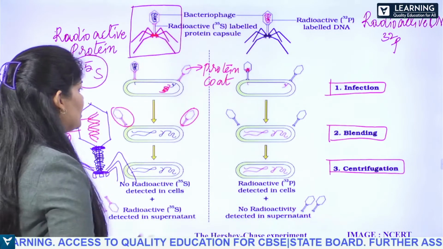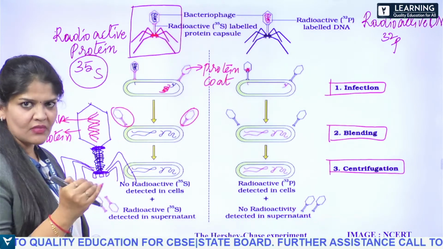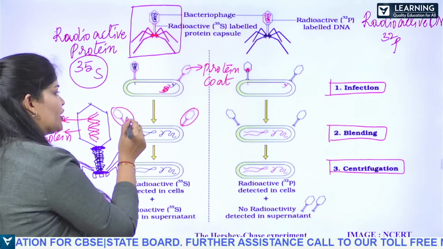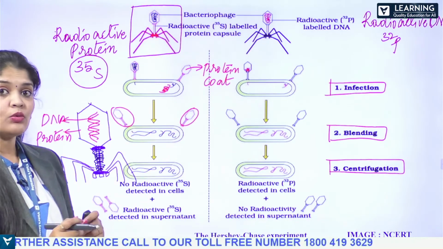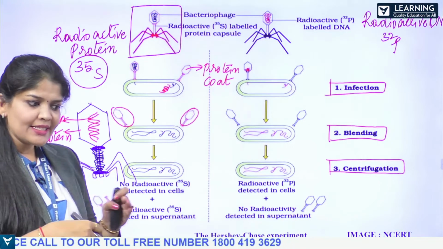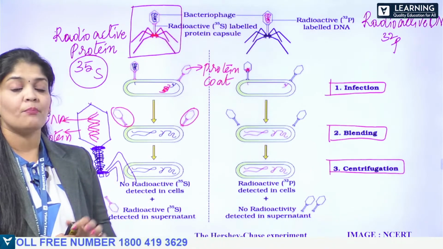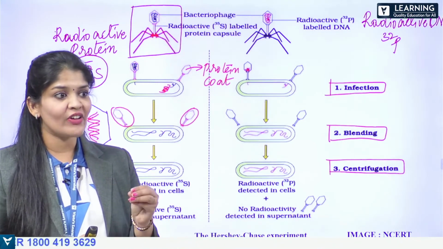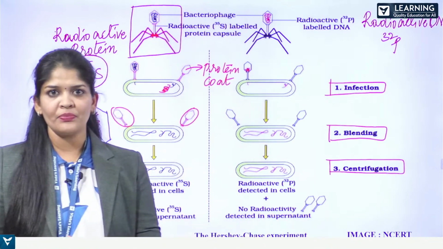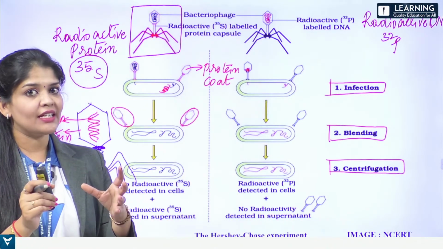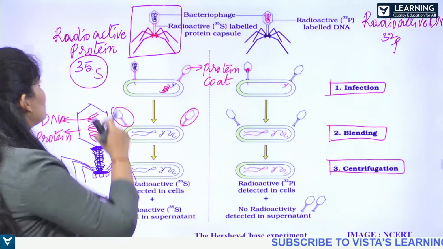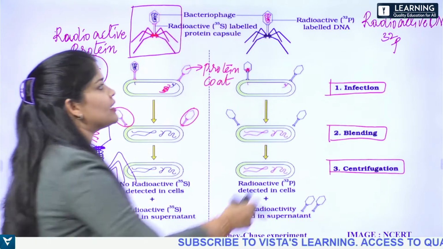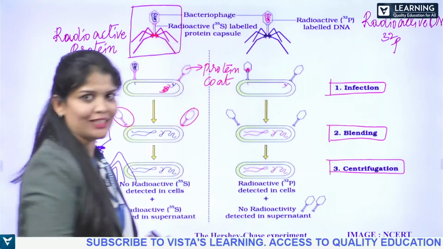So here, we have two things in the centrifugation mixture. We have the protein coat of the viruses and we have the bacterial cell. Now, the genetic material is inside the bacteria, but we are interested to know whether that is protein or DNA. To identify that, we are given two radioactive substances. The protein is labeled with sulfur 35 and DNA is labeled with phosphorus 32.